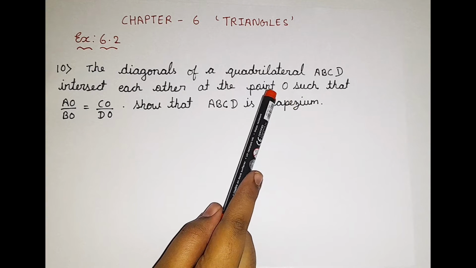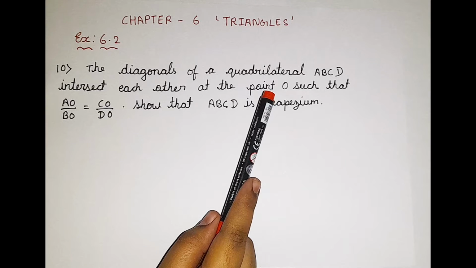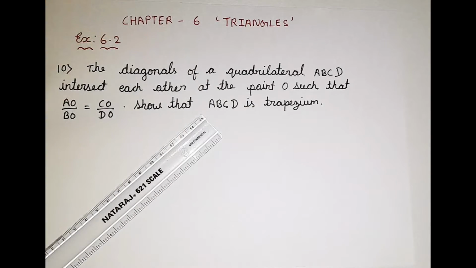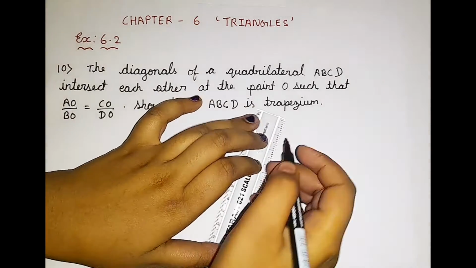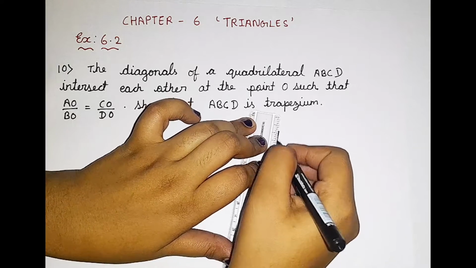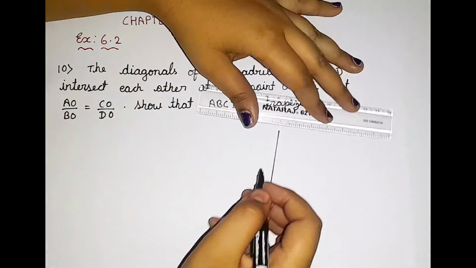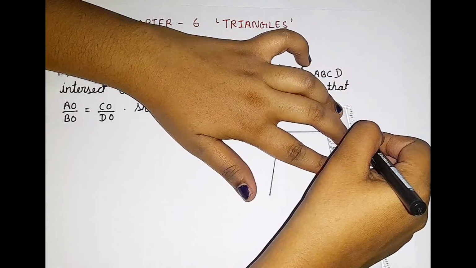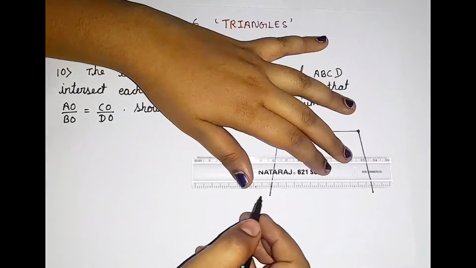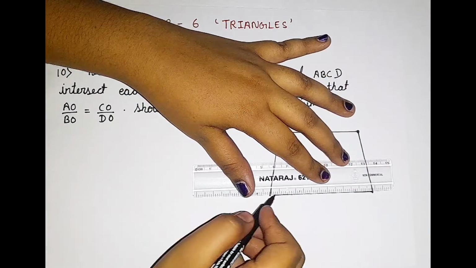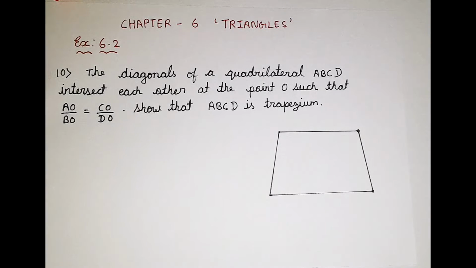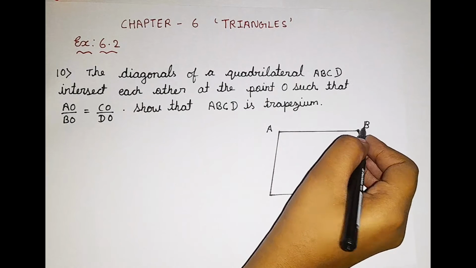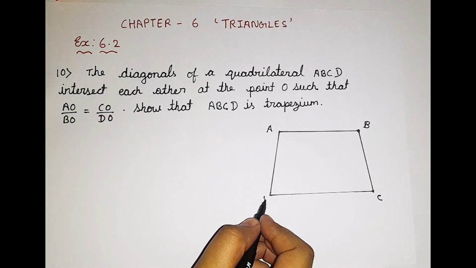Okay, so now we shall draw a quadrilateral. First of all, let us draw a random quadrilateral. Okay, 1 second guys. Quadrilateral means it should have 4 sides. So you can draw a parallelogram or something, but it should be a quadrilateral with 4 sides. So I drew a quadrilateral having 4 sides. Now let us name it as A, B, C and D.